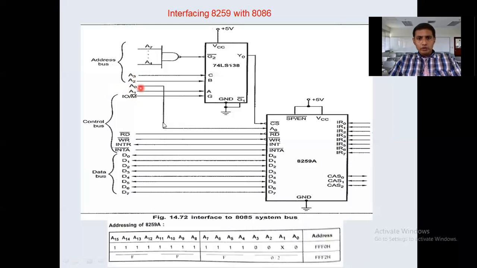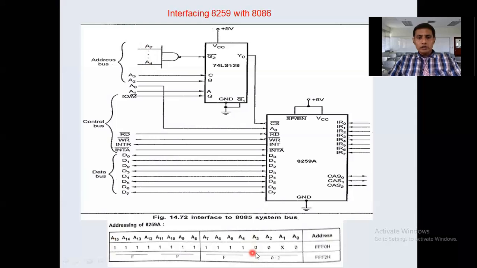A0 is connected to A0 of the 8259. Assume now we have 16 address lines, A0 to A15. You consider 16 address lines in this example, so A7 is not used, A15 is considered. Then A4 to A15 must be all ones. A4 to A15 must be all ones. Now we are selecting all ones.